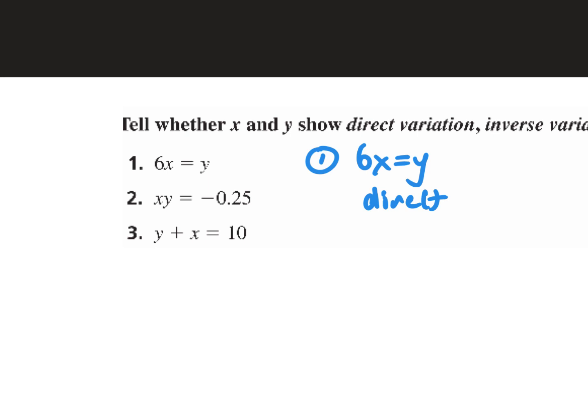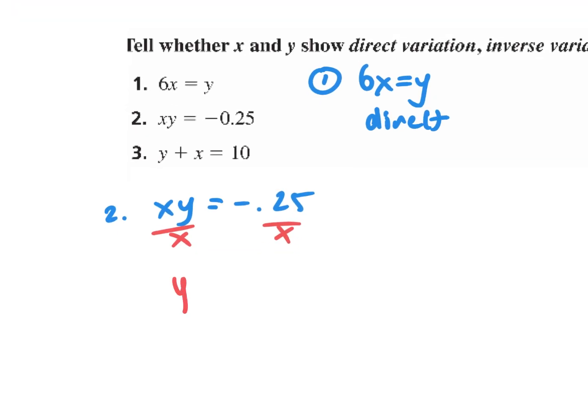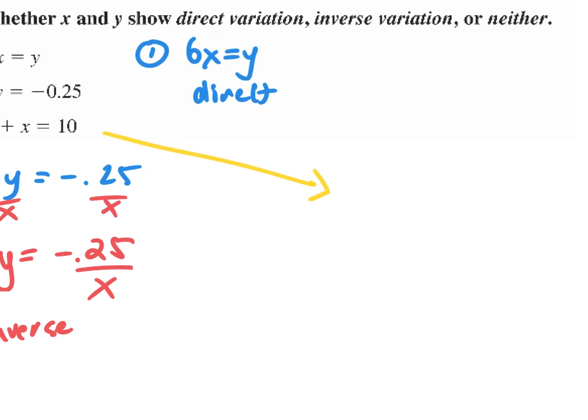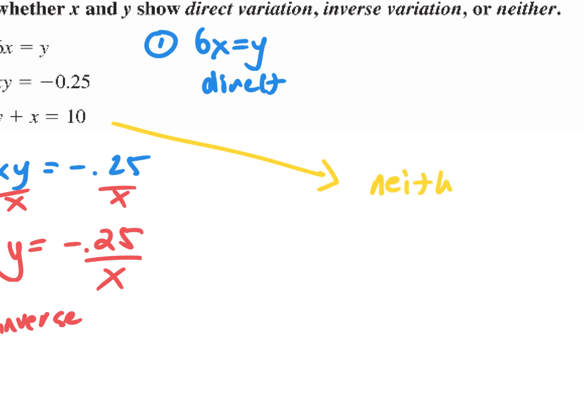Perfect. All right, let's look at 2. 2 says xy equals negative 0.25. How do we figure this out? We first solve for y. So divide both sides by x. So you have y equals negative 0.25 divided by x. Inverse, direct, or neither? Inverse, good. In this case, what is your A value? Negative 0.25, good. And then look at the last one. Is this inverse, direct, or neither? Neither, very good. Does anybody have any questions about that?